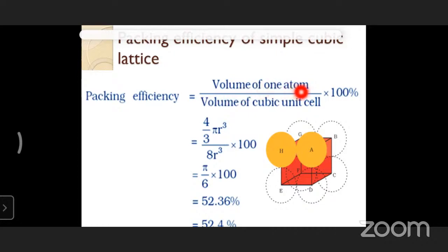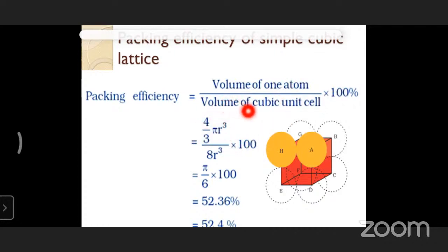Packing efficiency is the volume of one atom times 100% divided by the volume of the cubic unit cell. If we take a simple cubic unit cell, the volume of one atom, since it is a sphere, is 4/3 pi r cube. Instead of the volume of one atom we consider 4/3 pi r cube, into 100, as usual.